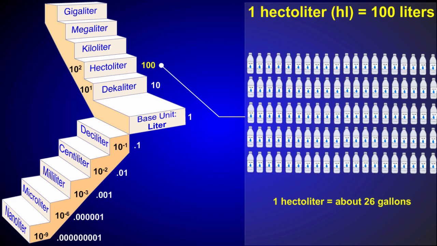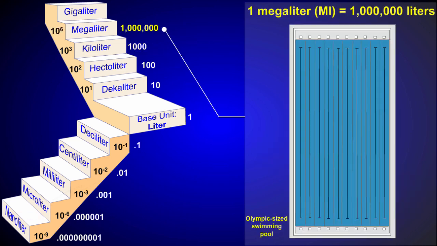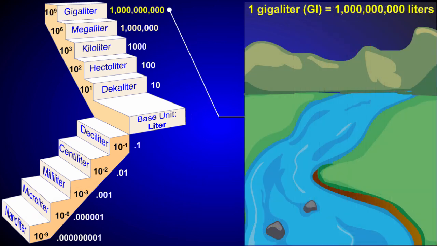Hectoliters are 100 times larger than liters. A hectoliter is equal to 100 bottles of water, or about 26 gallons. Kiloliters are 1,000 times larger than liters. A kiloliter is equal to about 3 bathtubs full of water. Megaliters are 1,000,000 times larger than liters. A megaliter holds about as much water as an Olympic-sized swimming pool.